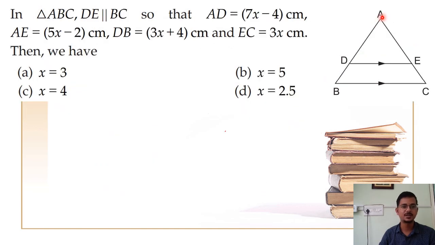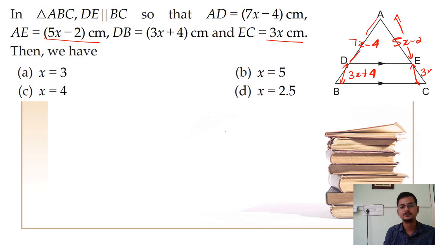So this is the next question. In triangle ABC, DE is parallel to BC, AD is equal to 7x minus 4, AE is equal to 5x minus 2, DB is equal to 3x plus 4, and EC is equal to 3x. So we need to find the value of x in this question.